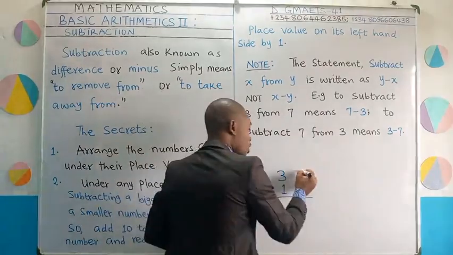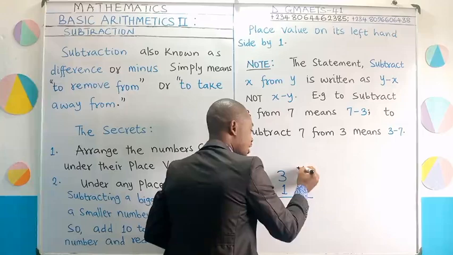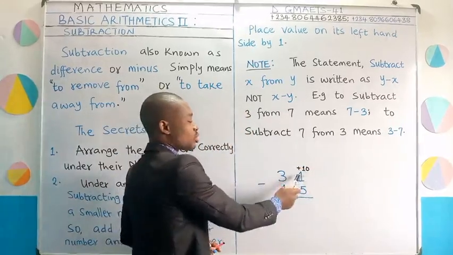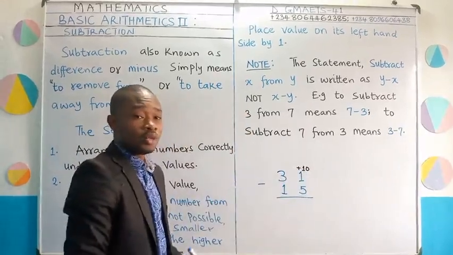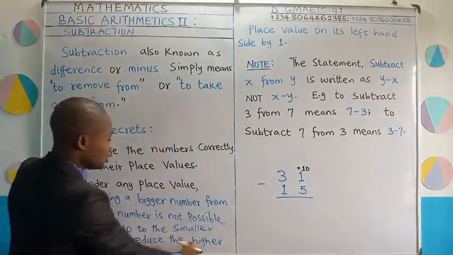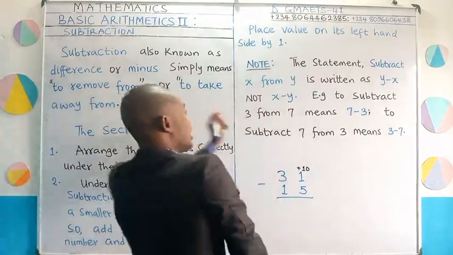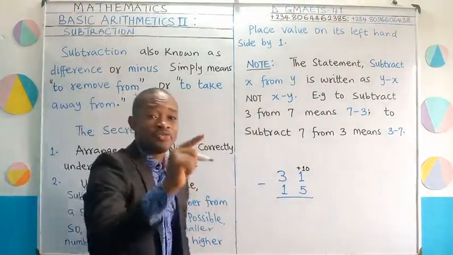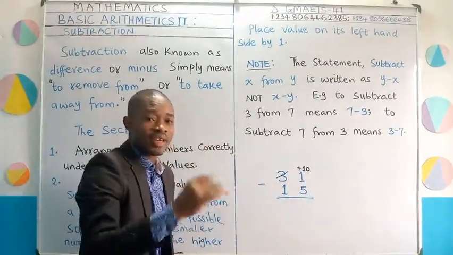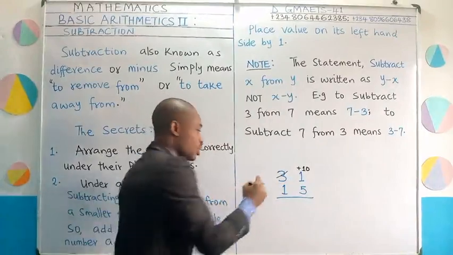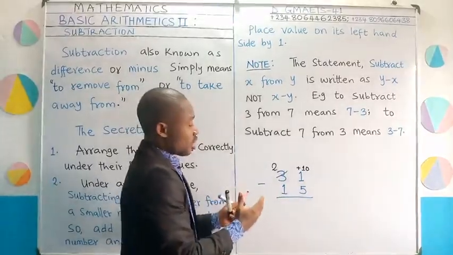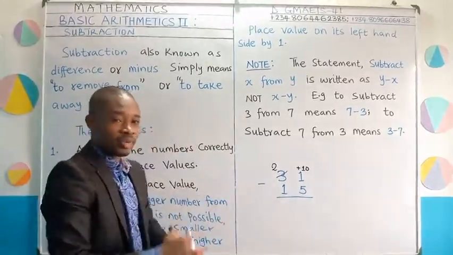So what I'm going to do here is to come and add 10. So let me say plus 10. Is that okay? And that is how we get our 11, because 1 plus 10 will give you 11. When you do that, because I told you to reduce the higher place value on its left hand side by 1, I'm going to reduce this 3 by 1. If you reduce 3 by 1, it's like removing 1. So it will become 2. So this is the case where you are subtracting a bigger number from a smaller one.